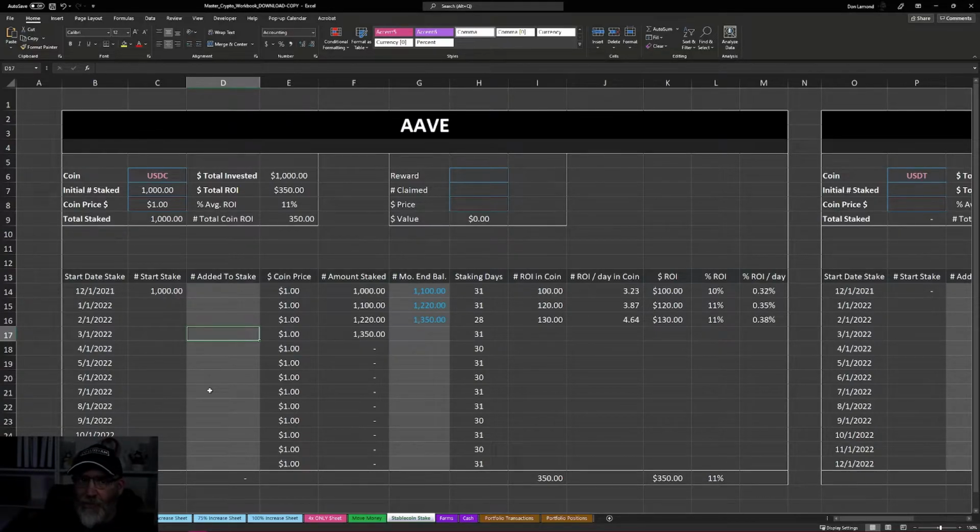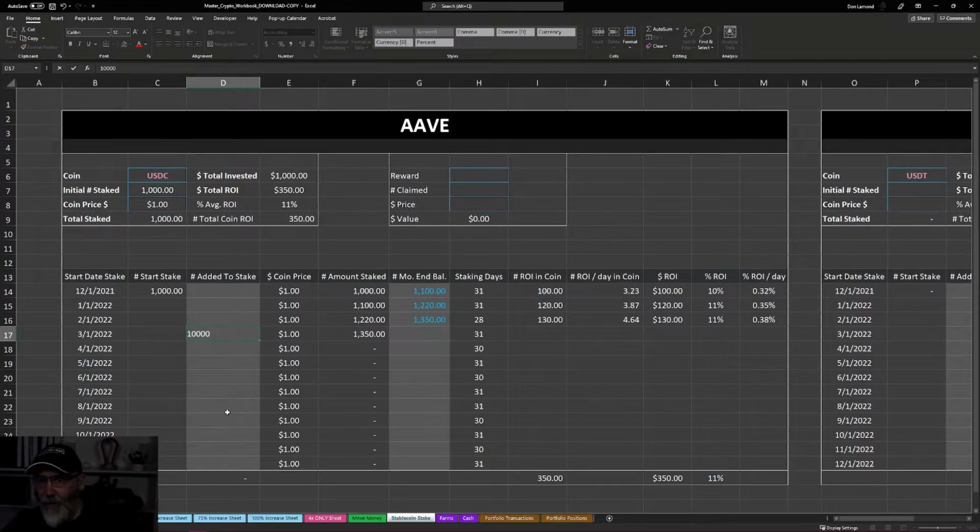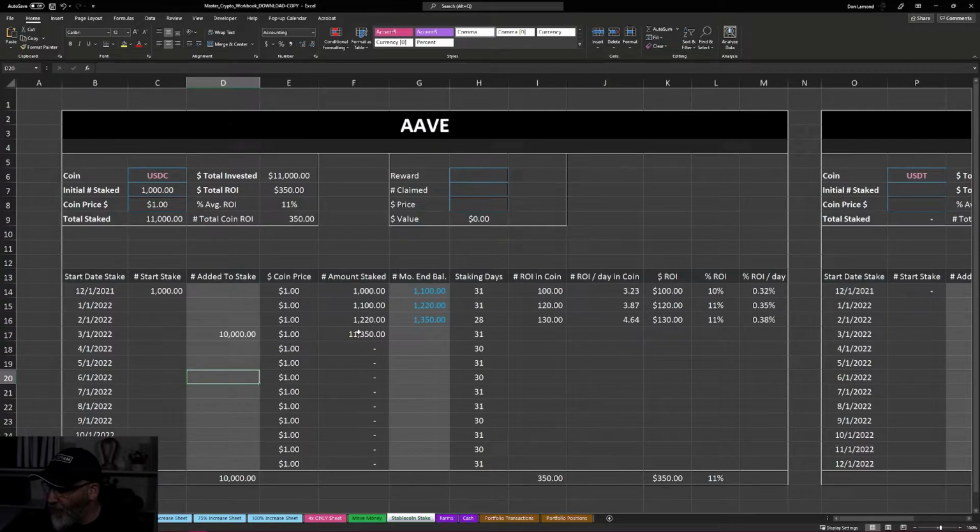I'm going to add to my own stake over here 10,000 tokens. So $10,000 worth of USDC. I'm just going to dump it on top of my stake and speed up how much money I'm making. So we'll just add that in there. So now my balance staked is 11,350.